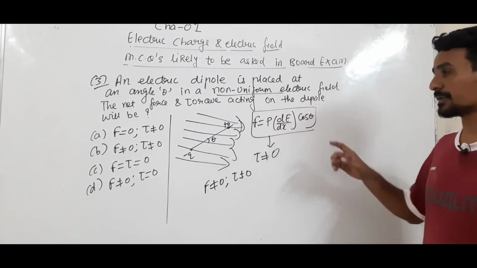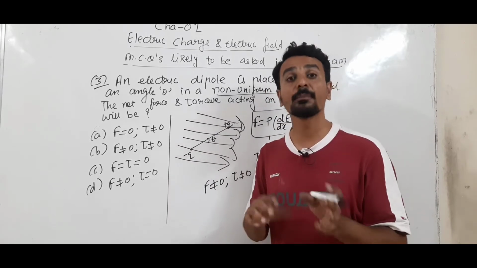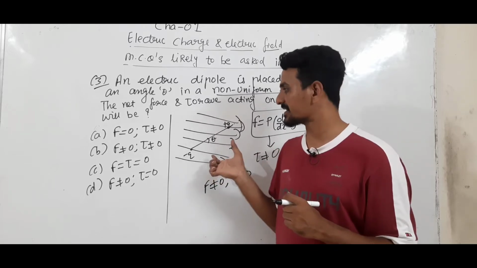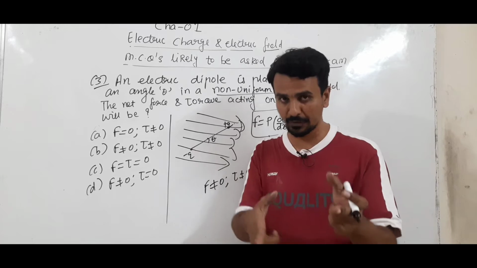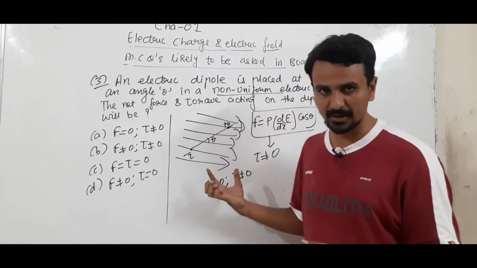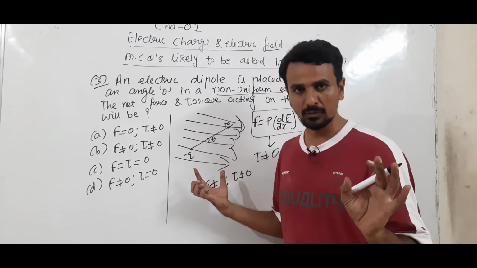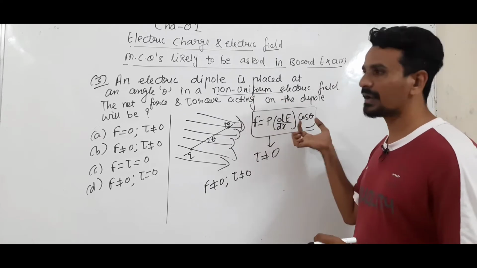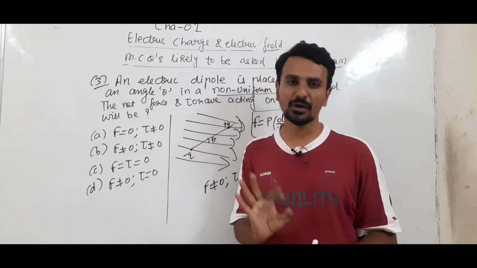But if it is placed in a uniform electric field, then the net force will be 0. Torque may or may not be 0. It depends on the angle. If a dipole is placed parallel to a uniform electric field, then both torque and force will be 0. But whenever the question asks about a uniform electric field, the net force will always be 0. Torque may or may not be 0.